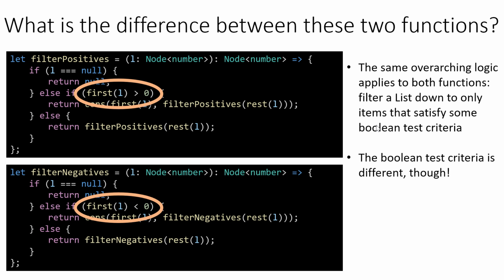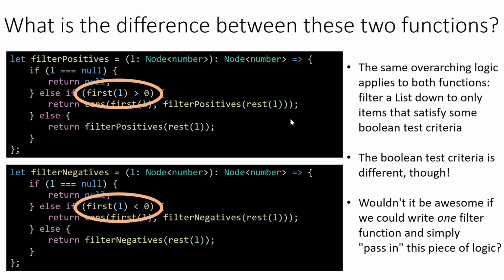The algorithm is otherwise exactly the same. The logic is otherwise exactly the same. But this test condition is all that's changing. And it would be pretty great if we could just plug in different test conditions to one function, perhaps named just filter, right? So maybe we have one function named filter, and we could somehow substitute out and provide different logic when we called the function rather than having it hard-coded inside of the function.